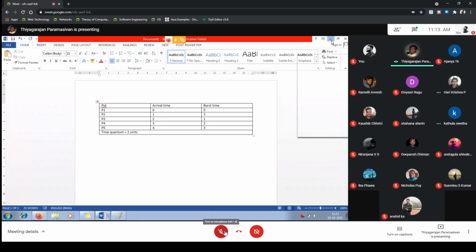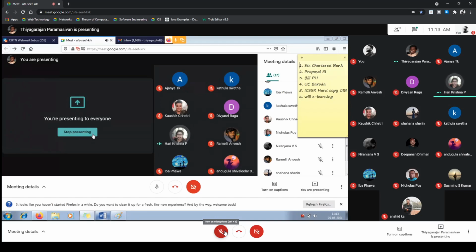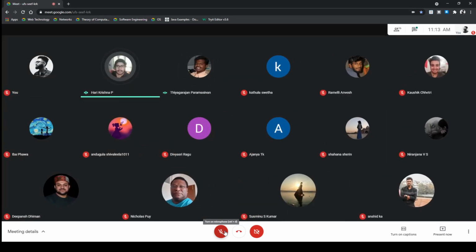Any doubts? Sir, when we calculate the turnaround time, why do we use the arrival time on the queue, sir? See, turnaround time is nothing but when the process arrived and when it is completed. That is the formula. Should we take the arrival time that is given in the question, or the arrival time that is drawn in the Gantt chart, sir?